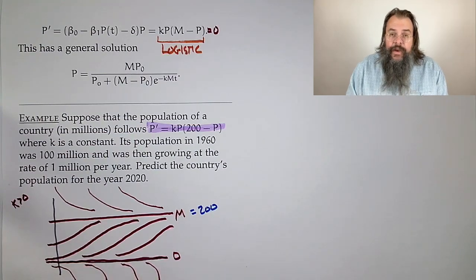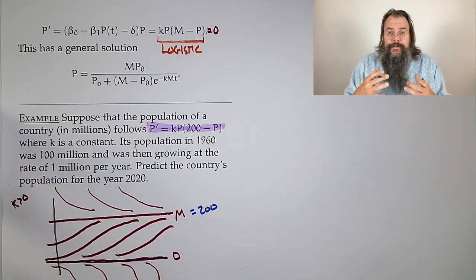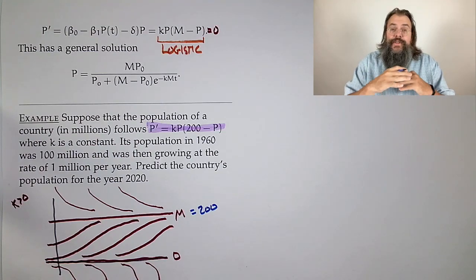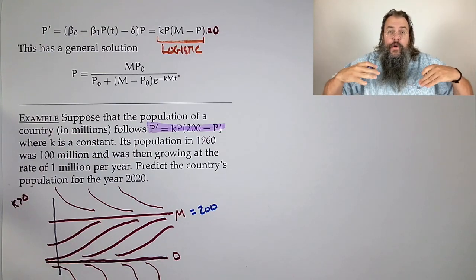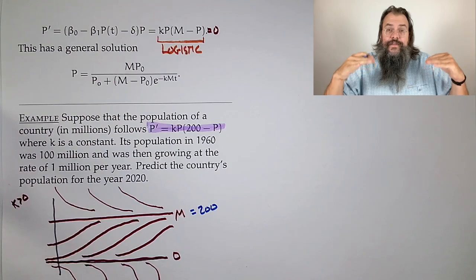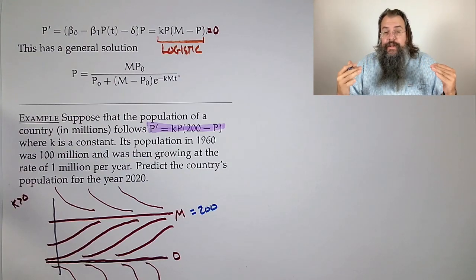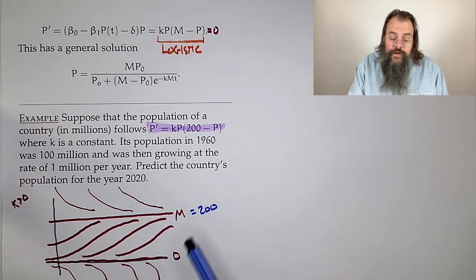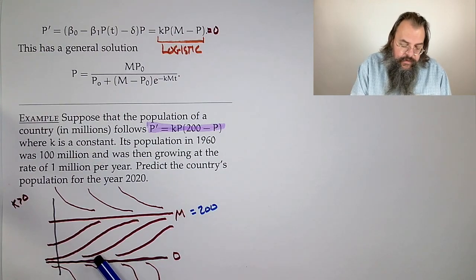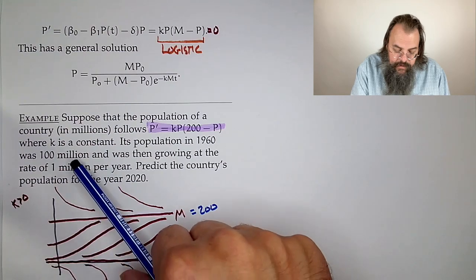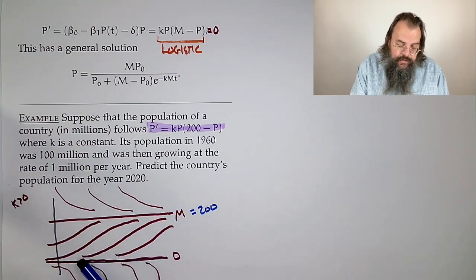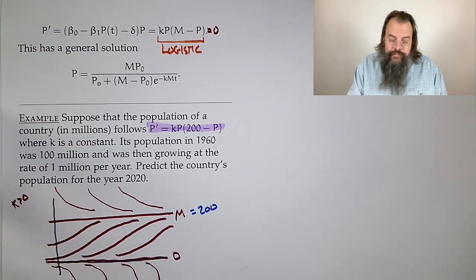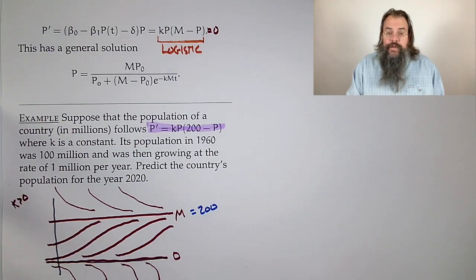Now you might remember what m is. That's measuring the carrying capacity, sort of saying, what does the environment support? What is it able to sustain? And that says it's able to support a population of 200 million. So if our population is above 200 million, we will drift down. If the population is below 200 million, we'll drift up. So we always move towards 200 million.